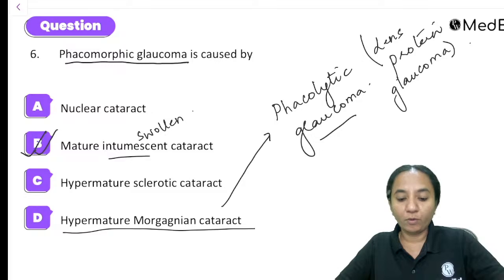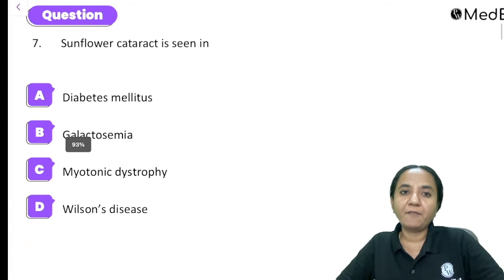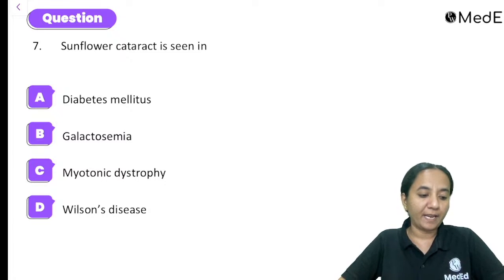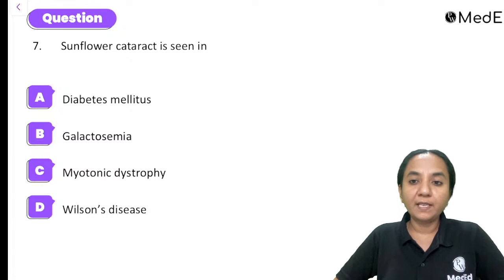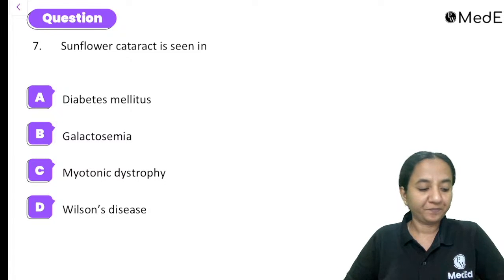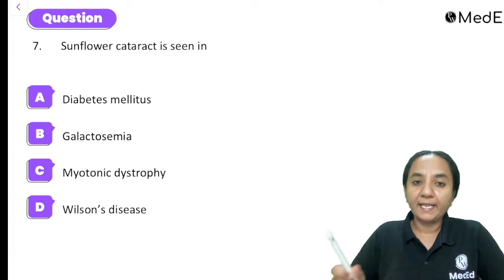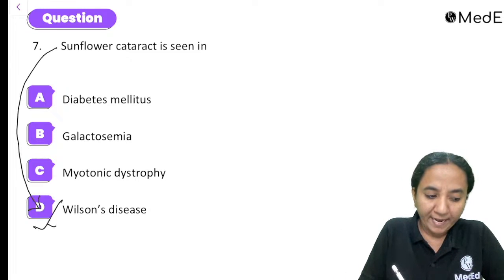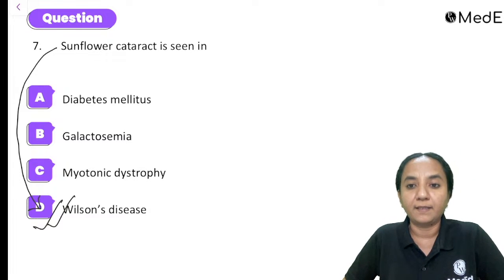Okay, let's go to the next question. Very common question. Sunflower cataract is seen in... Where do we get to see sunflower cataract? Yes, sunflower cataract is seen in Wilson's disease. So sunflower cataract is seen in Wilson's disease.